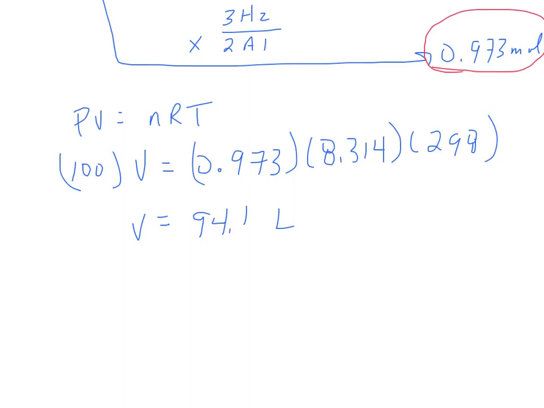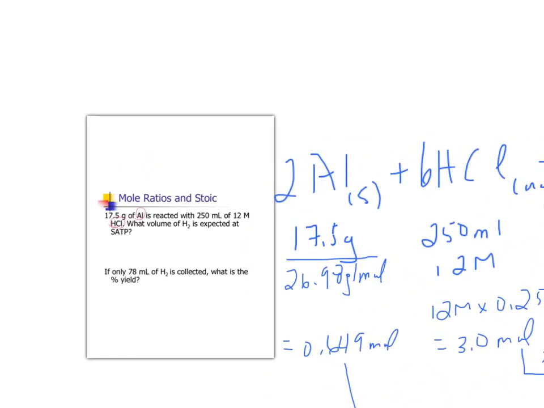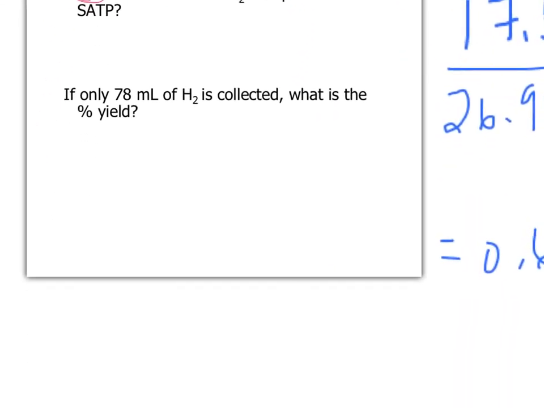Now, 94.1 liters is the amount of hydrogen gas you can get if everything runs perfectly. All your reactants react, there's no leftover, and none of the hydrogen gas that you made escapes your collection container. In real life, that really doesn't happen. So here's a follow-up question. If only 78 mL, oh, I think that's a mistake. Let's change that into liters. If only 78 liters of hydrogen gas is collected, what's the percent yield?